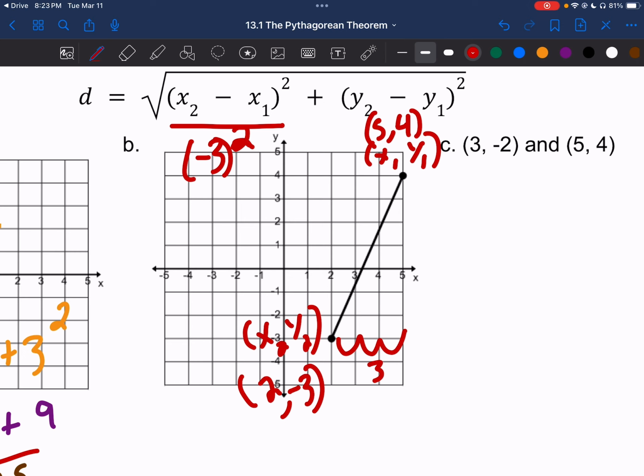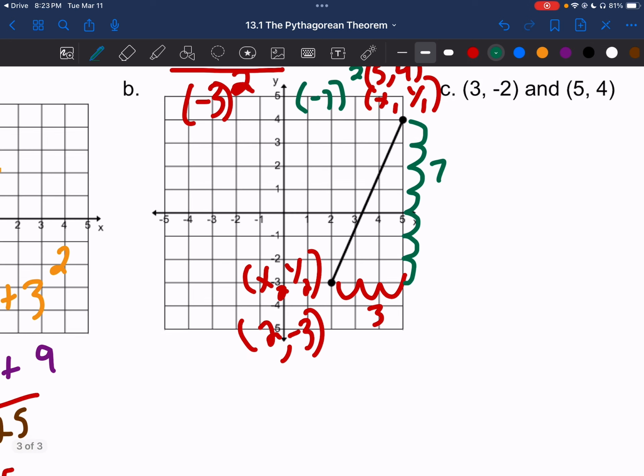How much are we going up? We're going up 1, 2, 3, 4, 5, 6, 7. And when we look at that, negative 3 minus 4 gives me negative 7, which is then going to be squared, right? So depending on which point you use, you may get a negative value here, but you're squaring it, which becomes a positive value. So now we have our two side lengths, 3 and 7.